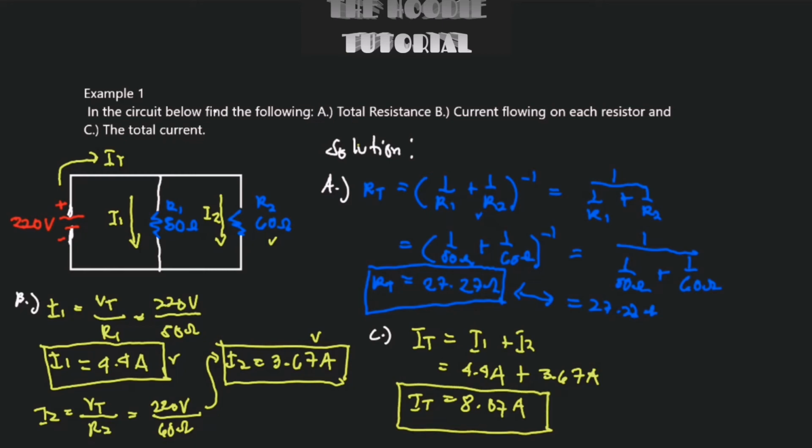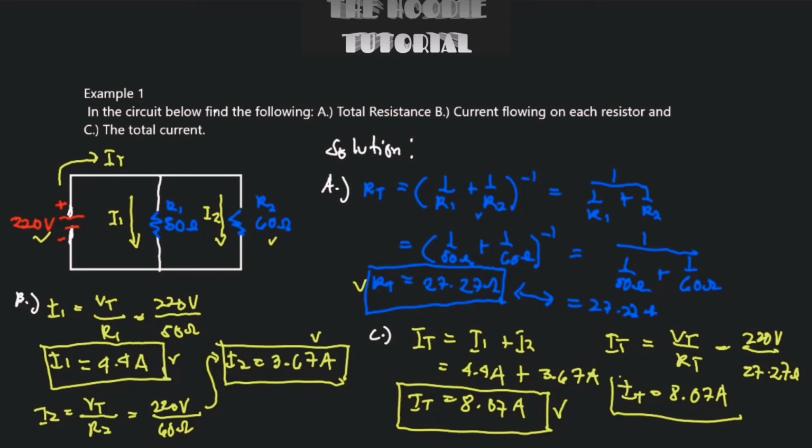So let's check if we have a correct answer right here. In terms of IT, we can also use IT equals VT over the total resistance, since we have the VT right here and we also have the total resistance. Let's see if we will have the same outcome. Substituting the values, VT will be 220 volts, and RT is equal to 27.27 ohms. Therefore, we will have IT equal to 8.07 amperes, which is equal to what we have here in the first place. So therefore, this current is correct, this current is correct, and this current also is correct. So that would be for example number 1.